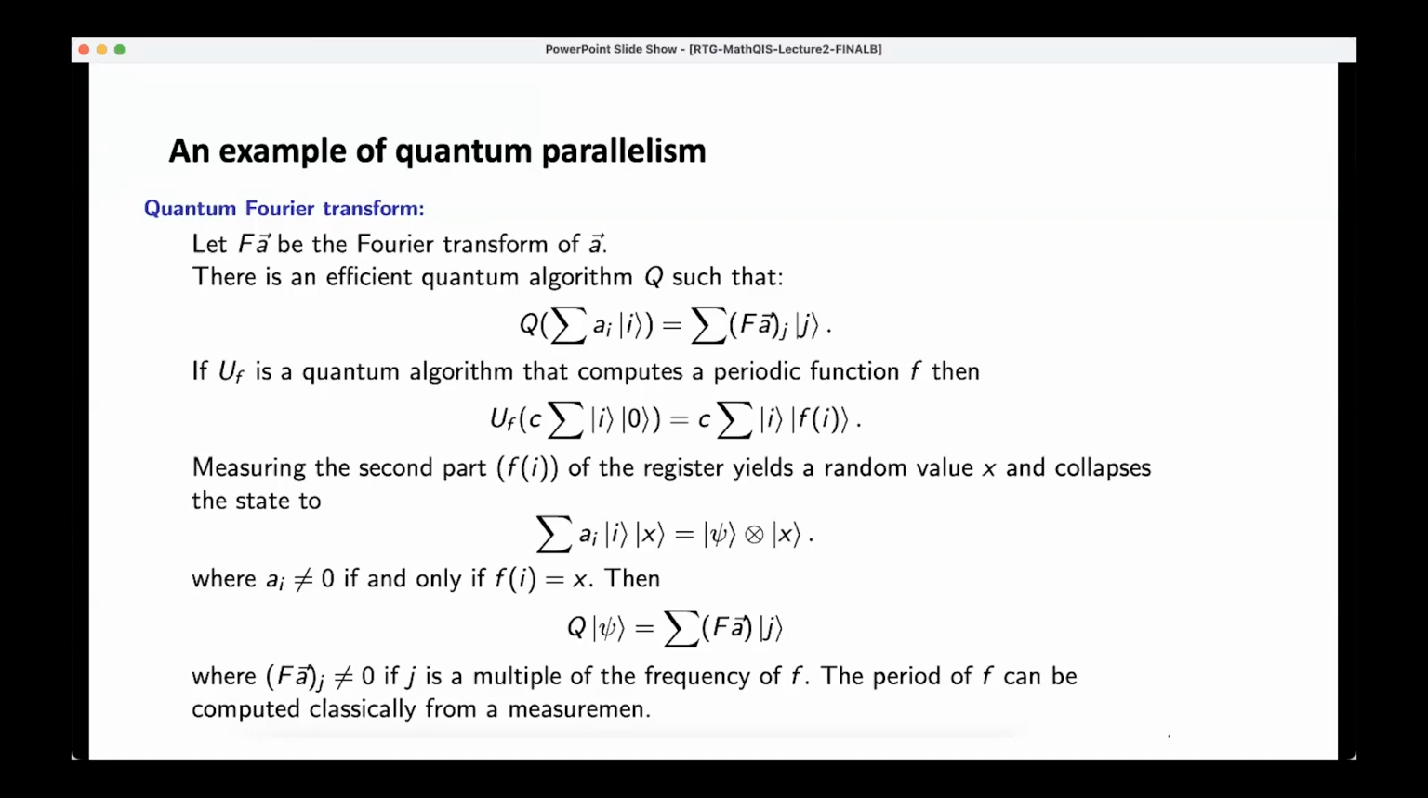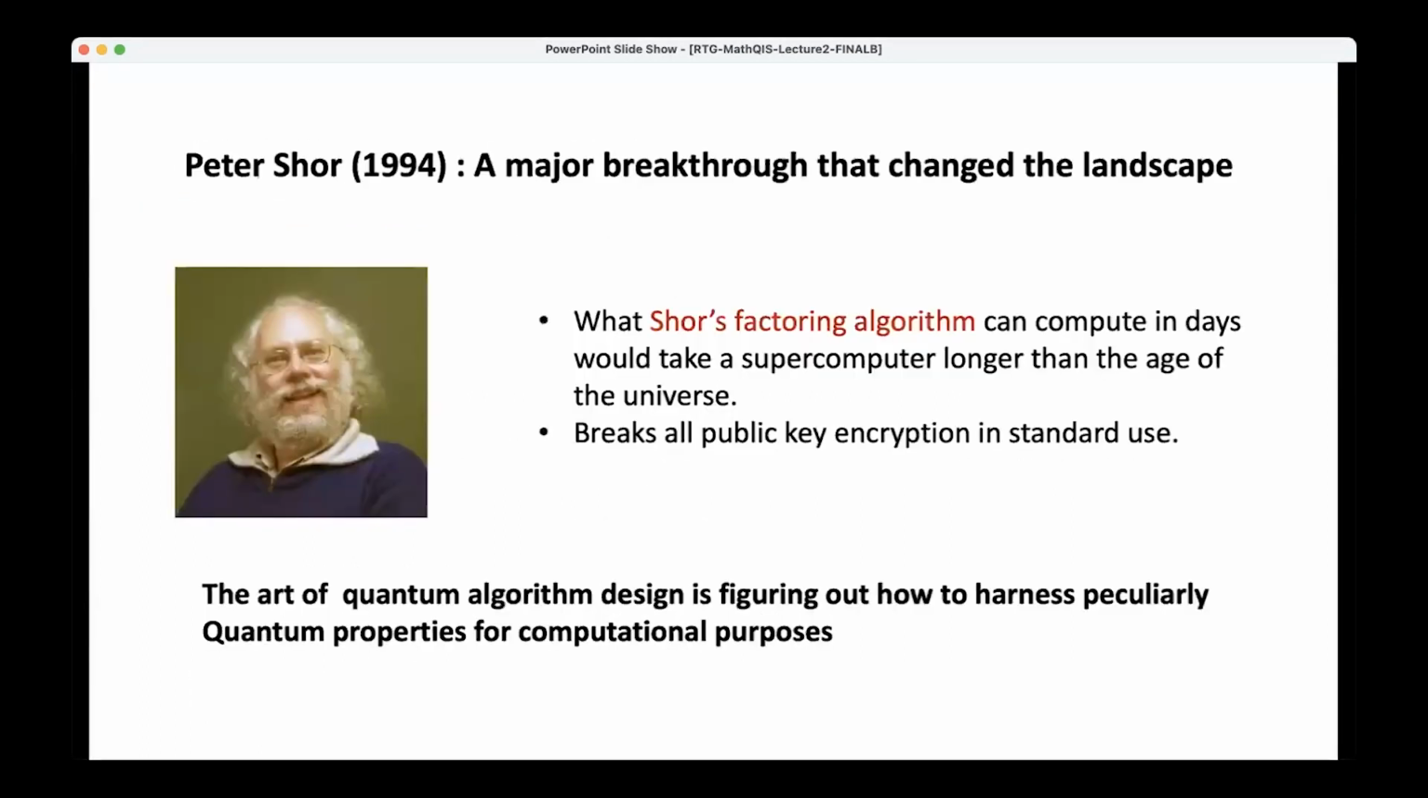All right, here is a thing that needs a lot of discussion. Measuring the second part of the register yields a random value x and collapses the state to this, where these amplitudes are non-zero if and only if this function f of i is equal to x. And in this setting, you can write that applying the quantum Fourier transform on this qubit gives you precisely the outcome that you want. So why did I mention this?